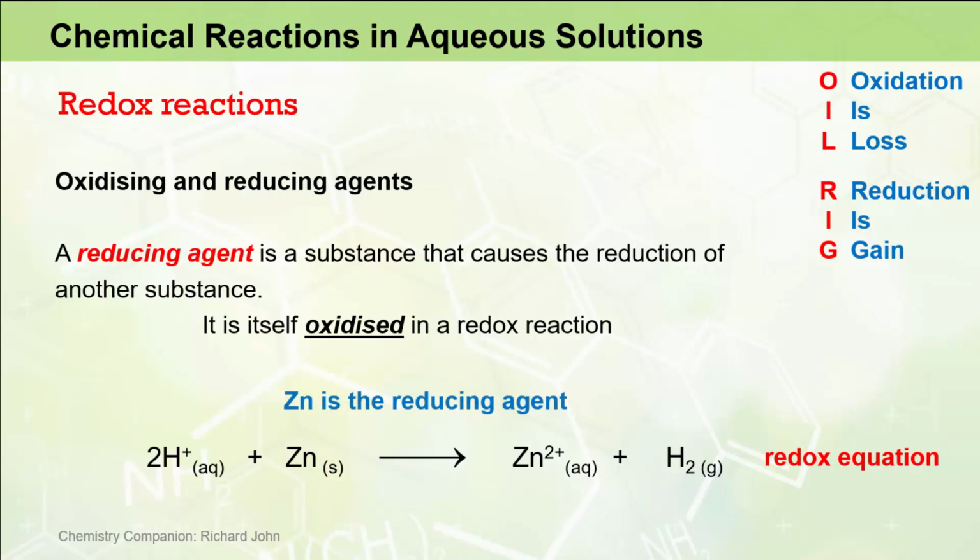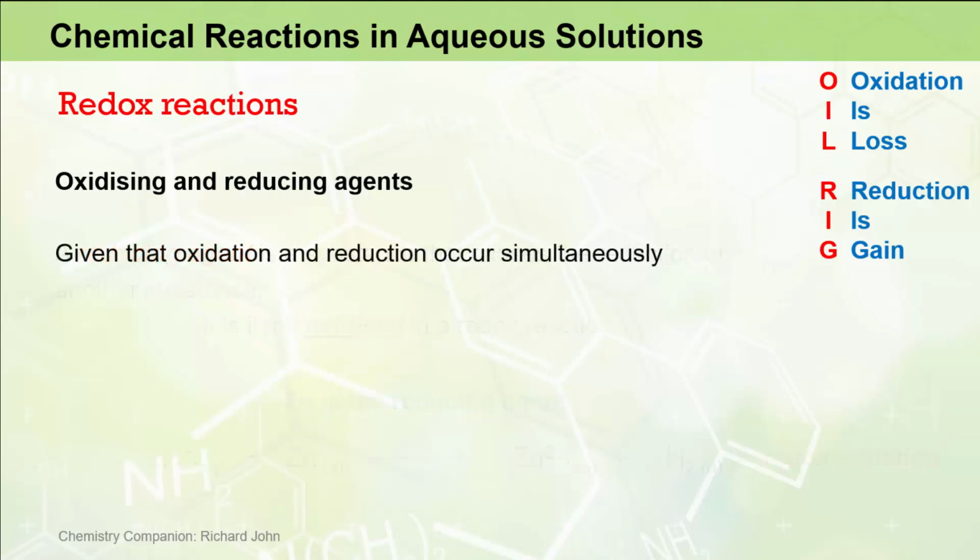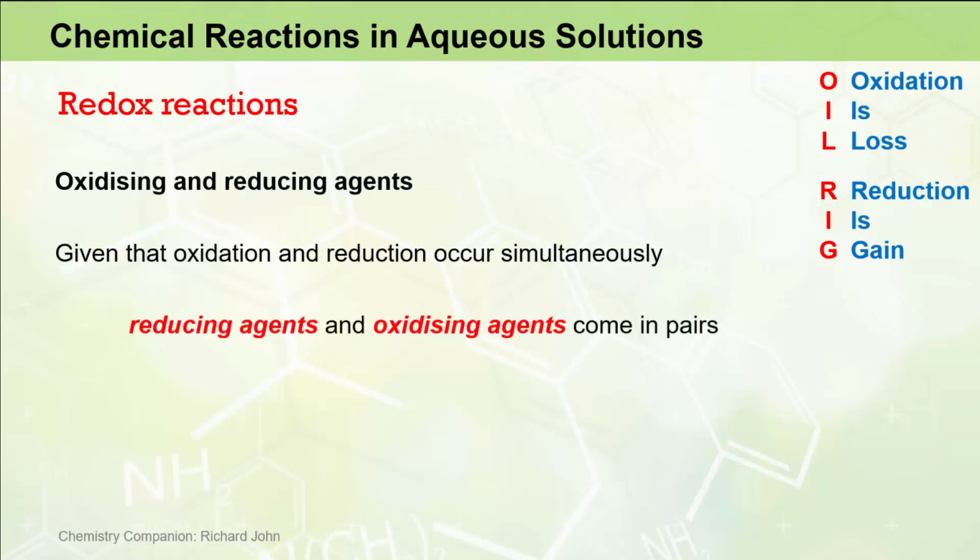In redox reactions, we will always have an oxidizing agent and we will always have a reducing agent. And finally, given that oxidation and reduction occur together, reducing agents and oxidizing agents come in pairs. You can't have one without the other. If you identify one reactant as a reducing agent, then another reactant must exist that is an oxidizing agent.